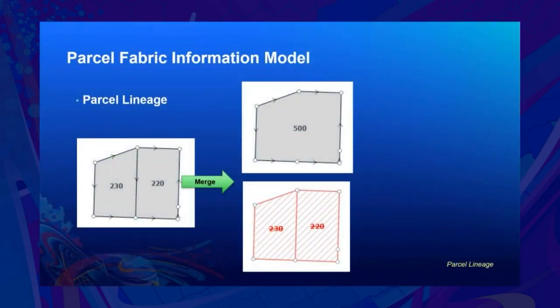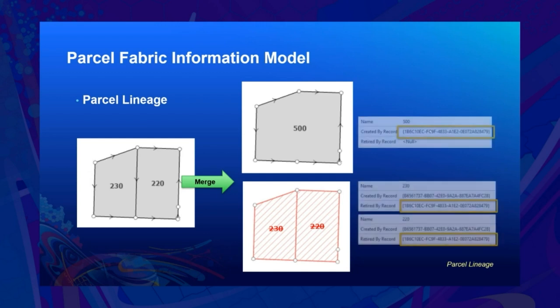Parcel lineage. Part of the built-in Parcel Fabric behavior includes its ability to track parcel lineage. Here we'll use a parcel merge as an example. Parcels 230 and 220 are already in an existing record. A new record is created to represent the legal transaction for the merge, and the new parcel is called 500.